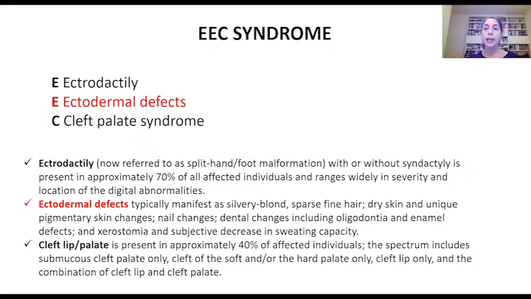As I told you, there are three main clinical features: ectrodactyly, ectodermal defects, and cleft lip and palate. Ectrodactyly is present in approximately 70% of all affected individuals and ranges widely in severity and location of the digital abnormalities. Ectodermal defects are very frequent and typically manifest as silvery blonde sparse fine hair, dry skin, nail changes, dental changes, including oligodontia and enamel defects, xerostomia, and subjective decrease in sweating capacity. Cleft lip and palate is present in approximately 40% of patients affected by EEC.